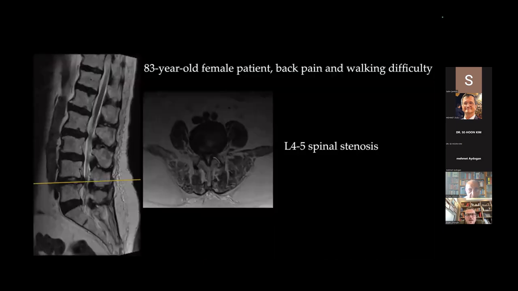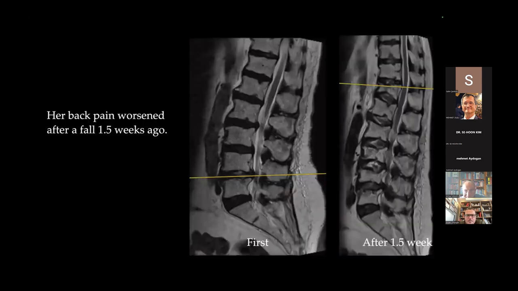It's okay. The other one is a 3-year-old female patient. The first appointment was back pain and walking difficulty. We advised the patient just a decompression surgery. You can see the MRI. There is spinal stenosis at the L4 to 5 level. She refused: I don't want to do any surgery.